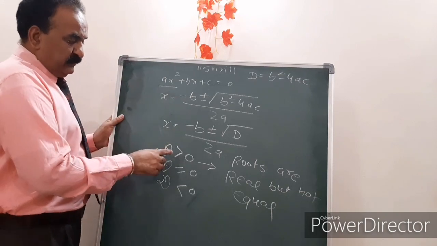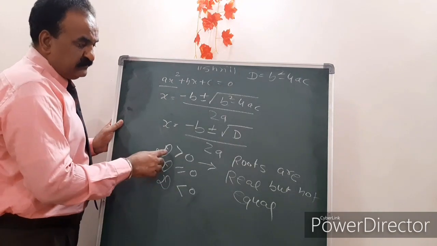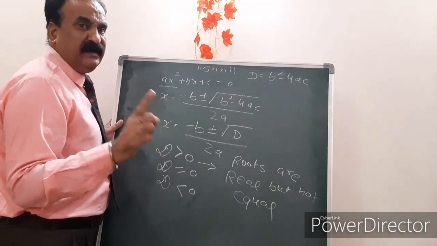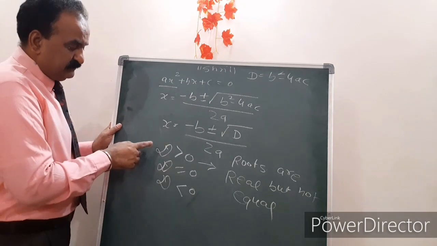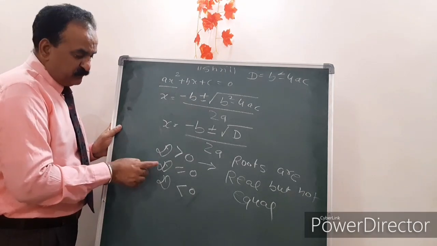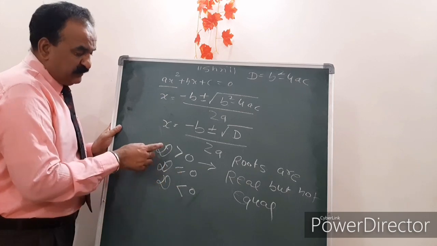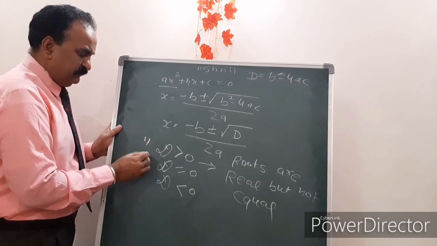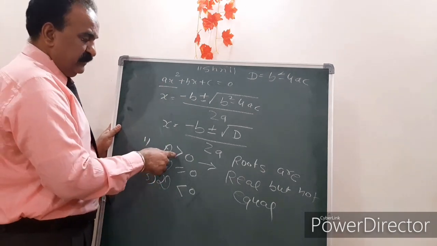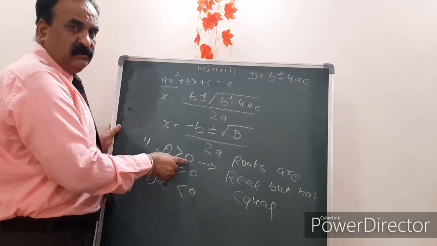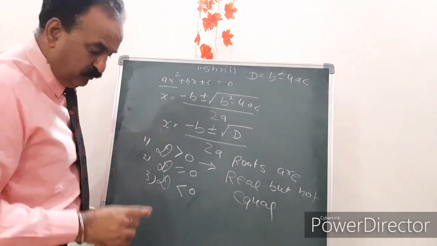Again see, D is b square minus 4ac, and this D is called discriminant. When you have to find the nature of the roots, there are three cases: D greater than 0, D equal to 0, and D less than 0. Today I am going to discuss the first: if D is greater than 0, then the roots are real but not equal. See how.